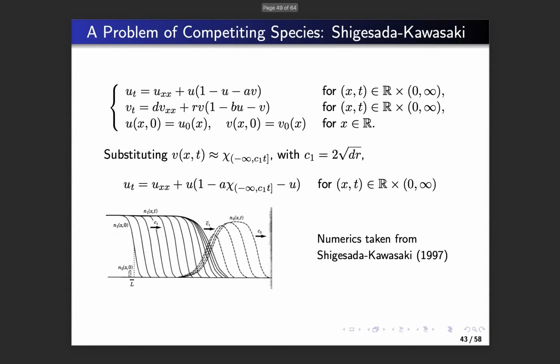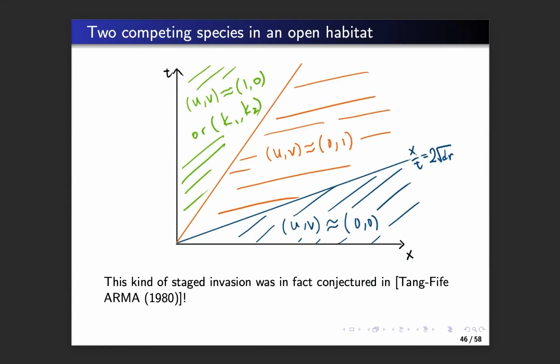And the relation to our shifting habitat is that, well, there is no shift here. But if you know what is happening for the faster species, formally, if you just substitute v to be the indicator function, then from the point of view of the first species, it is a shifting habitat, because the other species acts as a shifting environment to a particular species. One expects this to happen, and actually this has been conjectured for a very long time.